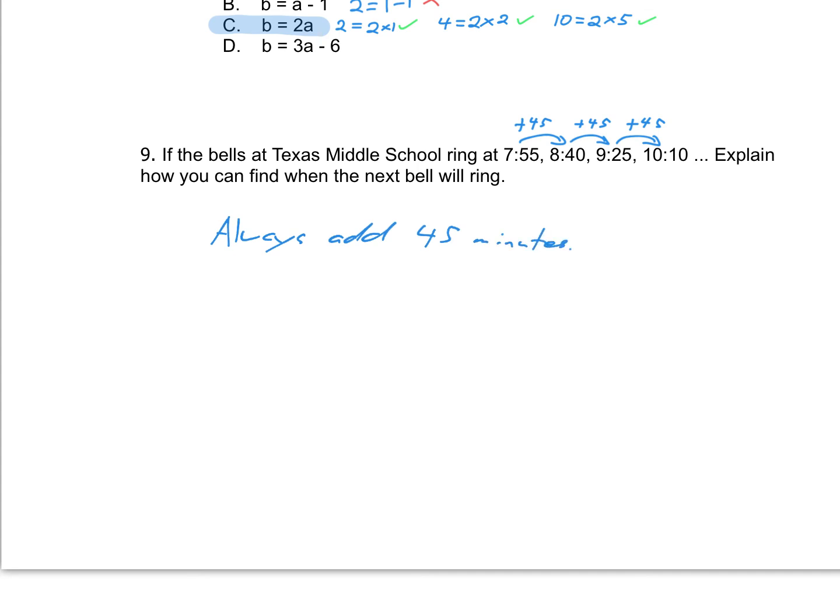I should also probably mention when the next bell would go. So I could add on the next bell will ring at, okay, adding on 45 to 10 would be 10:55. There we go. Let's move on to the next page.